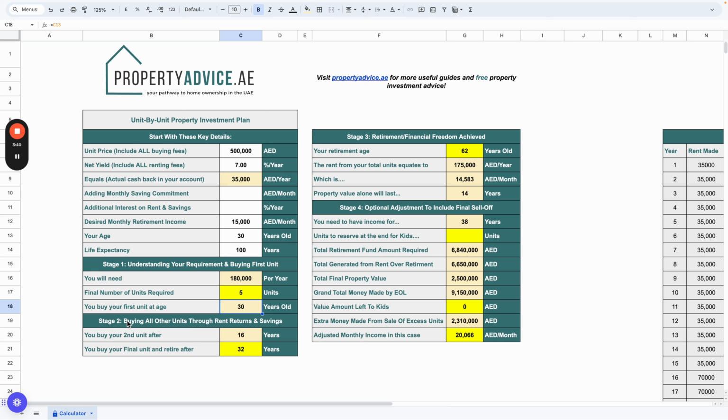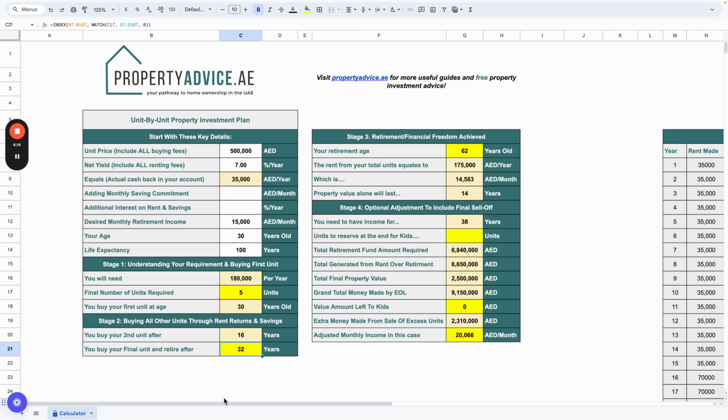Stage 2, this is where it gets going, and you're going to start buying all of those other units over time. Now, with just the rent from the first unit, you'll be able to buy your second unit after 16 years. So that assumes you've just bought one unit and you've used the rent from that one unit to pay for the next one, and that would take about 16 years. In this scenario, you'd also buy your final unit and retire after 32 years.